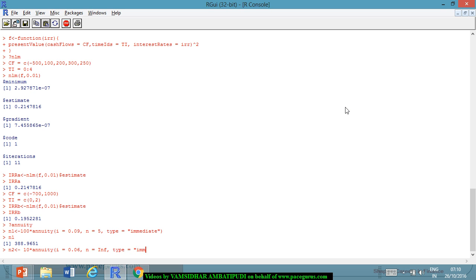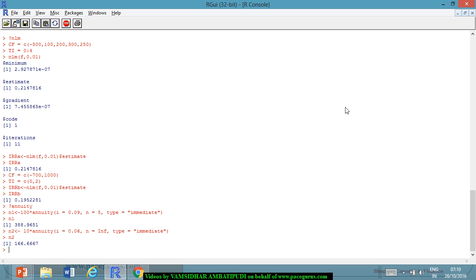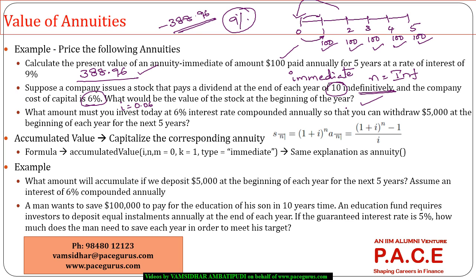So let's see what is the present value of this, which would work out to be the value of the stock at the beginning of the period, which works out to 166.67. So if a company is going to pay a dividend of 10 bucks indefinitely and the cost of capital is 6%, the value of the particular stock needs to be 166.67, going with this annuity concept.